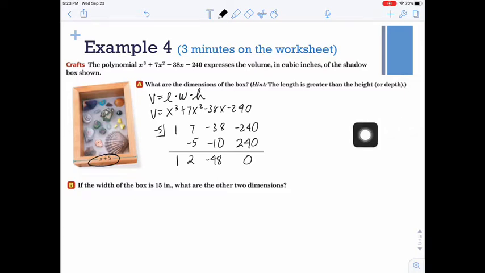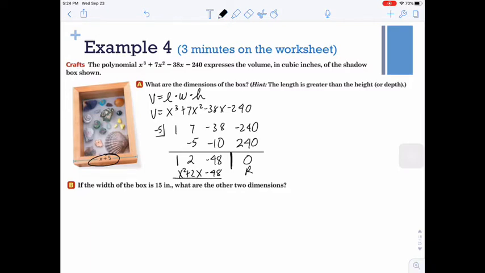Because we know the side length is x plus 5. They told us the volume, so this should be a factor of the volume. We can use this now. Remember, 0 was our remainder. So we can use 1, 2, and negative 48, where the negative 48 is going to be our constant. So we have 1x squared and 2x. Again, you don't need to keep the 1, so you can just have x squared plus 2x minus 48.